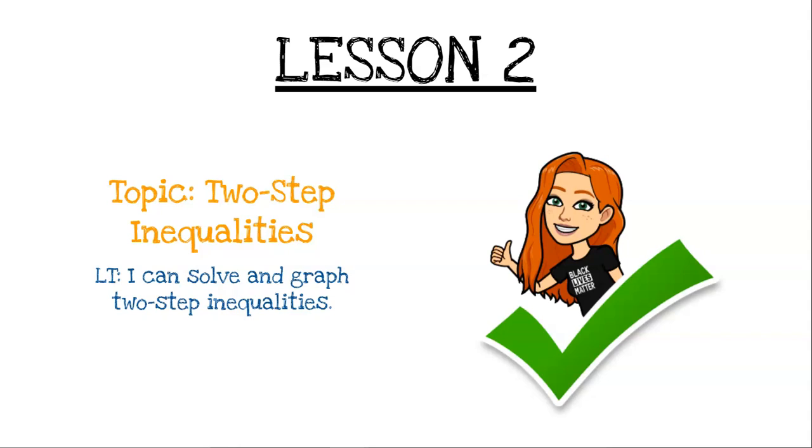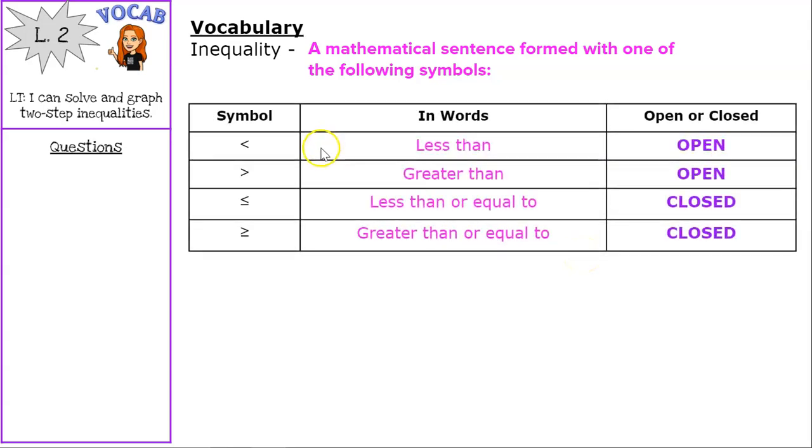Lesson 2, two-step inequalities. Learning target: I can solve and graph two-step inequalities. Vocabulary: an inequality is a mathematical sentence formed with one of the following symbols. We have less than and greater than, both of which have an open circle when graphed, and then less than or equal to and greater than or equal to, which both have a closed circle when graphed.